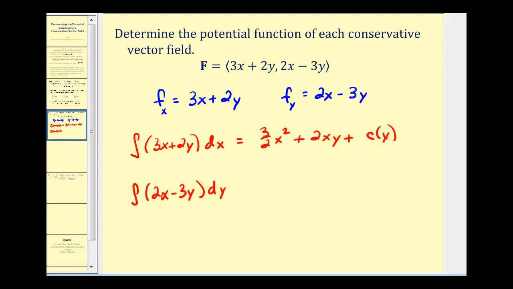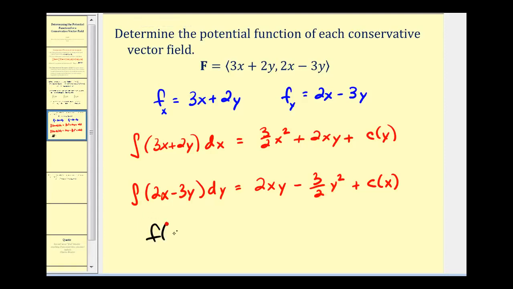Now let's go ahead and integrate 2x minus 3y with respect to y. So we'd have 2xy. Here we'd have minus 3 times y squared over 2, or 3 halves y squared. And in this integral, we're only recovering the y part of the original function, so our constant of integration could be a function of x. Now that we've recovered both the x and the y part of the original function, we want to compare these two antiderivatives to determine what the actual function would be.